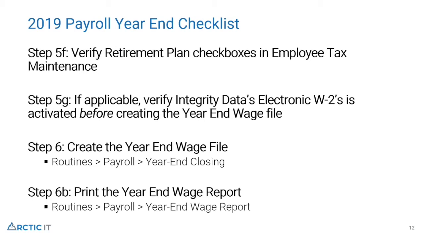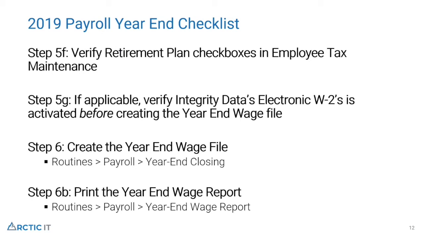If you're sitting around wondering if anything's happened or not, go ahead and check your Dynamics GP process monitor to see that nothing is still in process. If that process monitor is blank, you can know that your year-end closing is complete, or at least the year-end wage file was complete.